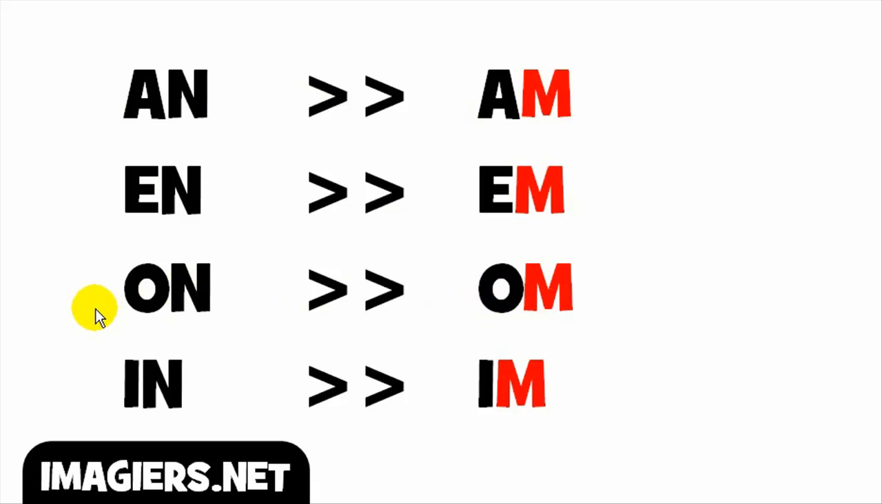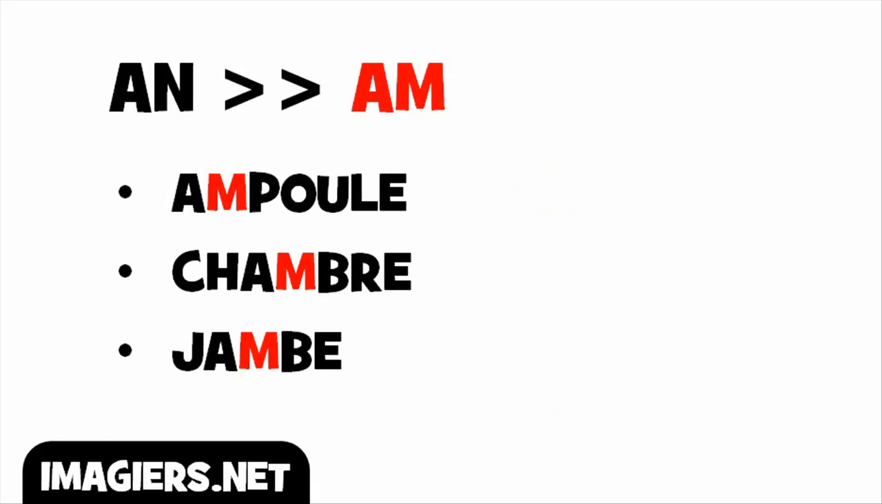Okay, so it will be the same. E-N, un, E-M, un. Okay, so let's see a few examples now. Remember, the first example that we had was A-N, en, A-M, en. In that case, we've got the word ampoule. Second example, A-M, en, and then ch, chambre. And then A-M, en, Jean, jambe.